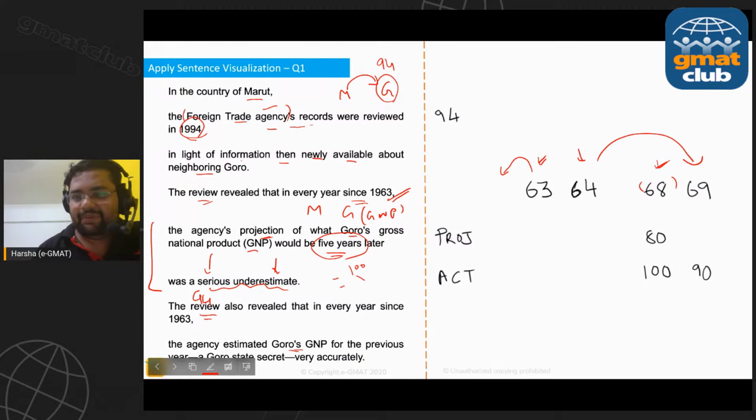If the actual GNP was 90, 85 is probably not a serious underestimate. You can put something less, like 70 or 60, whatever. At the end of the day, it has to be lesser, and that's what I want you to realize. But let's come back to this.